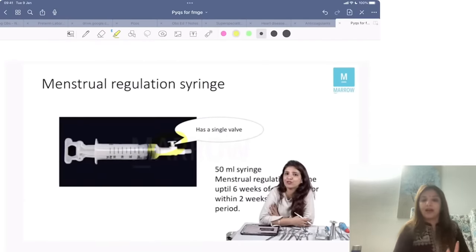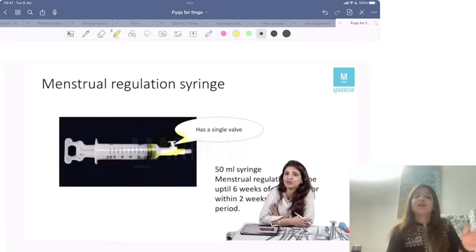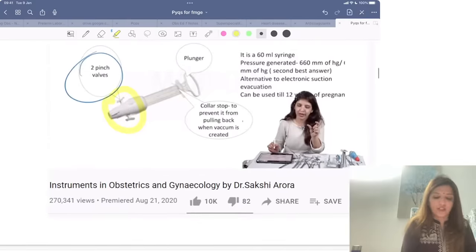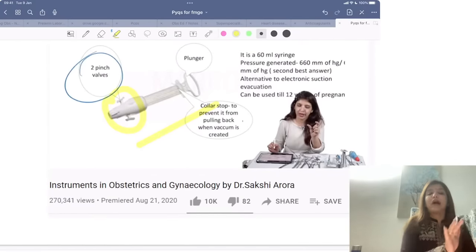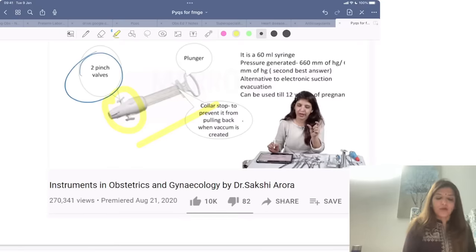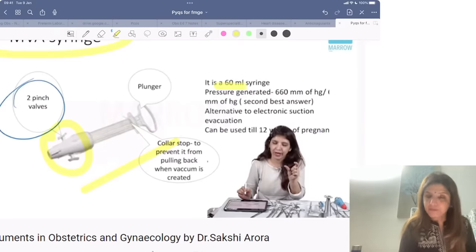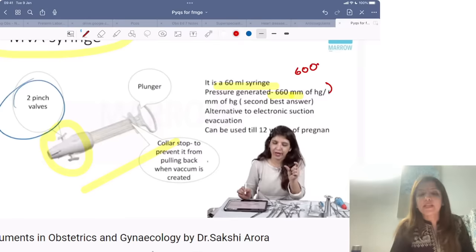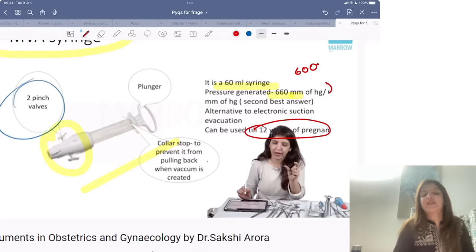Now, nowadays what has started happening, ye abhi tak tha. Ab what has started happening is ki jo manual vacuum aspiration syringe hai, usme you may get a single pinch valve or you may get two pinch valves. And jo menstrual regulation syringe hai, wo ek normal syringe ban gayi hai. So now agar aapke paas question aata hai, chahe wo ye syringe dikhaye, chahe wo ye syringe dikhaye, it means it is manual vacuum aspiration syringe. Right? Manual vacuum aspiration syringe ki capacity is 60 ml. Pressure jo ye syringe generate karti hai, best answer is 660 millimeters of mercury. If 660 is not given, then the second best answer is 600 millimeters of mercury, right? And is syringe ko hum till 12 weeks of pregnancy use kar sakte hain.